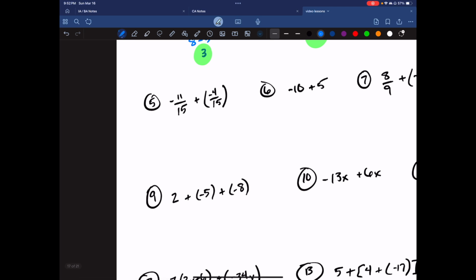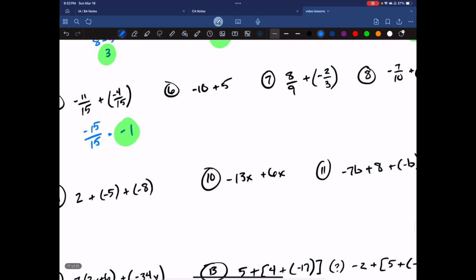All right, on five, whenever you see fractions, you want to make sure that if you're adding or subtracting, you need common denominators. In this case, I do, so that's not a problem. Again, my sign is the same, so I'm going to add. When you add 11 and 4, you get 15. And so this is going to be -15 over 15. But anything over itself is just 1. So my final answer is going to be -1.